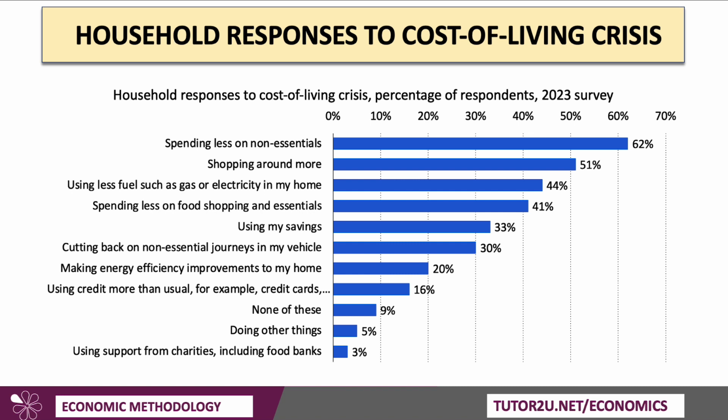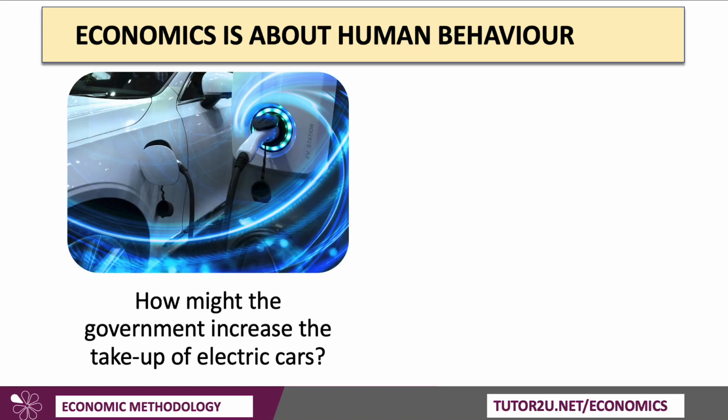People are shopping around more for better deals. That involves a cost to doing that. Nearly 45% of people are using less fuel, obviously, in response to the energy price shock. People are using up savings, cutting back on non-essential journeys, for example. So economics is about behaviour. It's about the choices that people make and often have to make when they're in dire circumstances. Economics is about human behaviour.